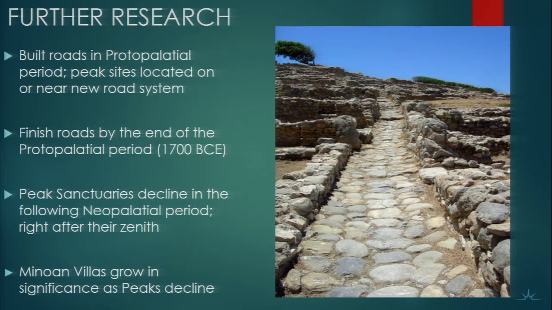Megarry also mentions that sites known as Minoan villas, such as Zou and Tylissos, and more grew in significance during the Neopalatial period, while peak sanctuaries decline. These villas were built on the road networks and situated in similar situations to peak sanctuaries, but in lower areas on the mountains. And this is just a picture of a road going into the Palace of Gournia.